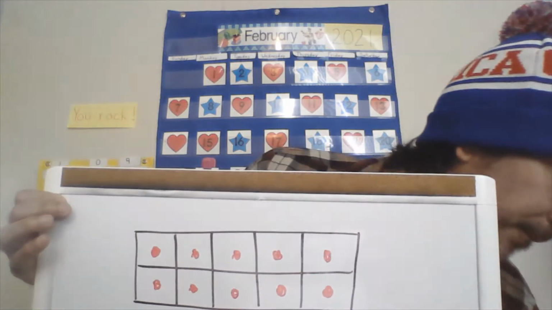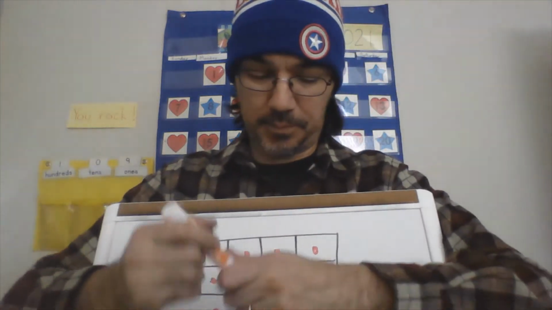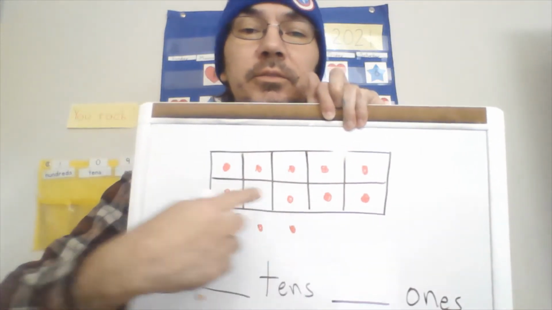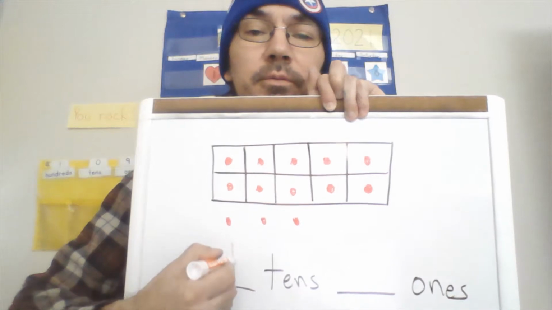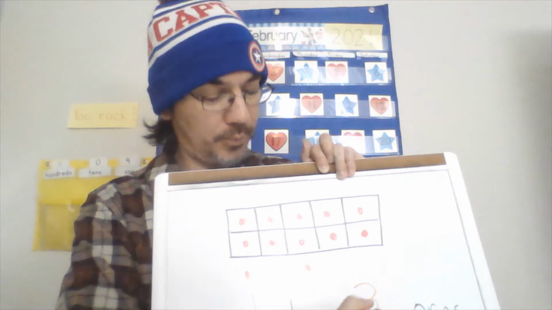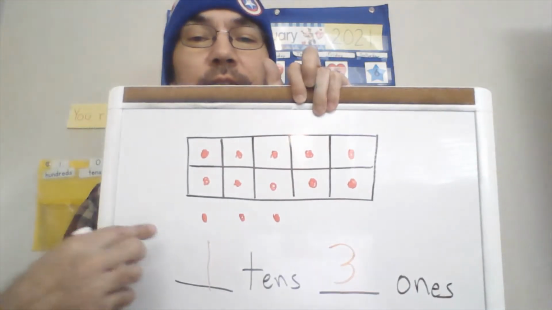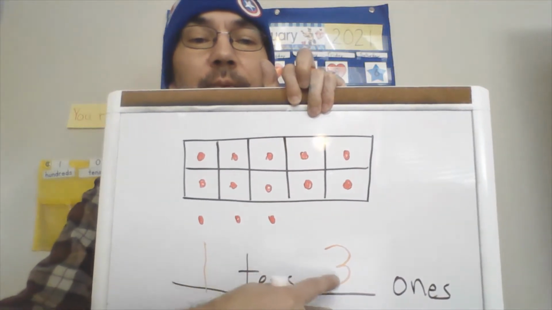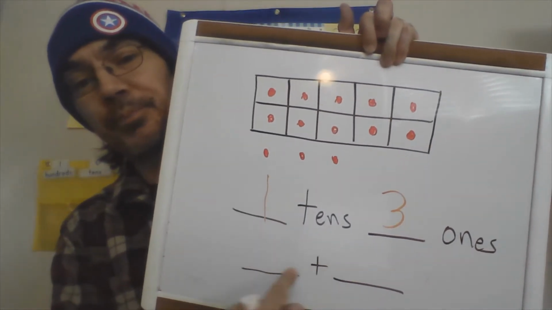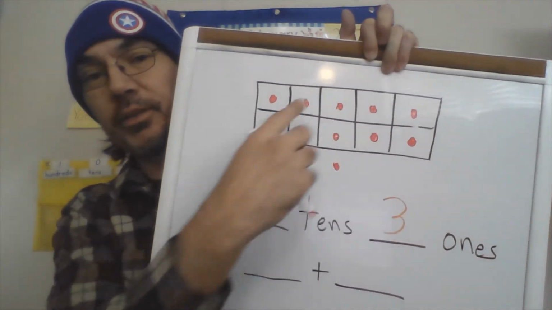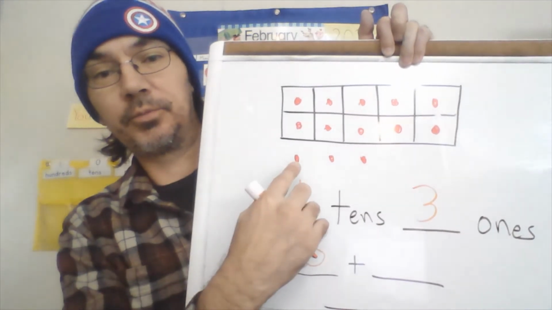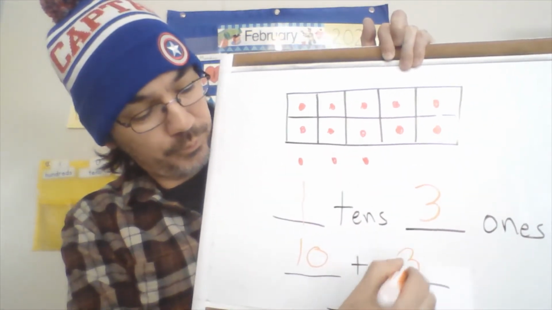Let me grab my marker. Here's our tens and ones. How many tens do you see here? 1. How many ones do you see? 3. So there's one way of writing 13. You can write it 1 ten, 3 ones. You can also write it like this, a number sentence. What do we have here? 10, right? 10 plus 1, 2, 3. 10 plus 3.